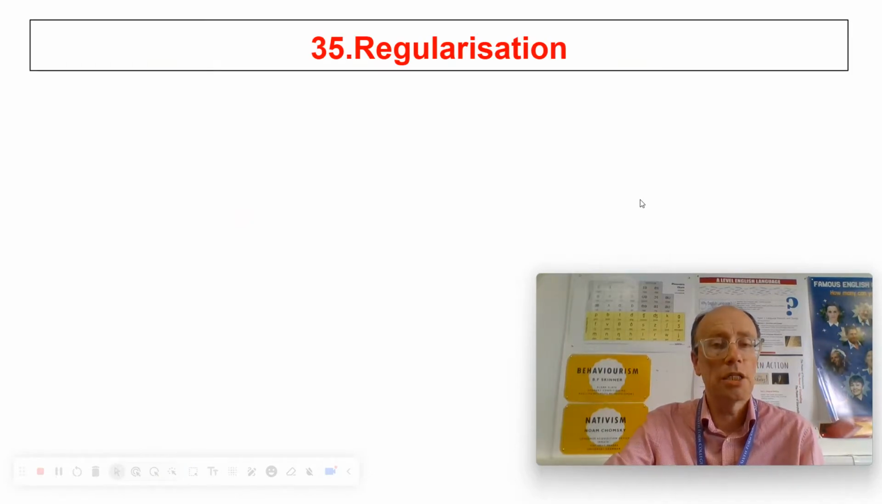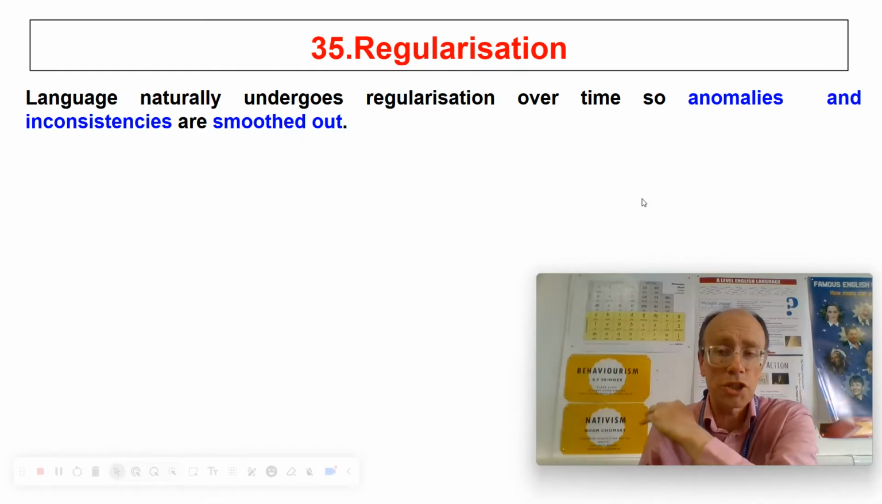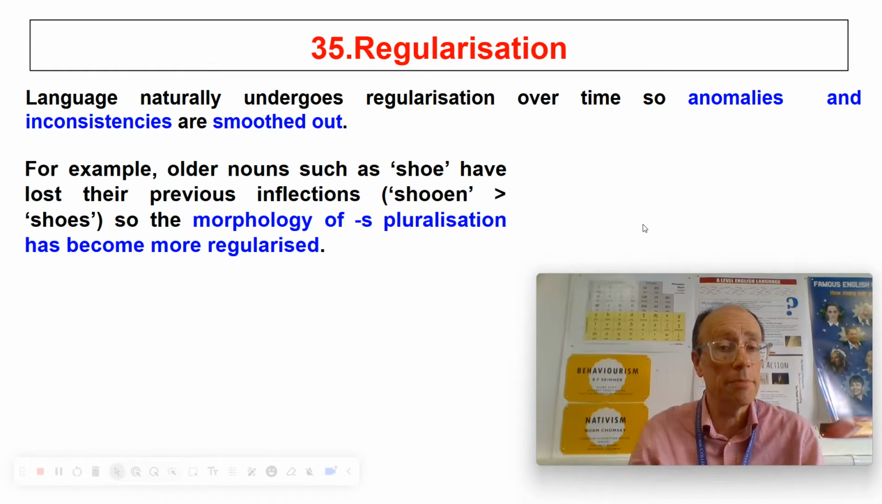Language change concept 35 is about regularization. This is an important one. Language naturally undergoes regularization over time. What happens is that all of those inconsistencies and anomalies get smoothed out. Here's an example. Take the word shoe. Well, the plural form of shoe in days gone by was "scoon" in Old English.